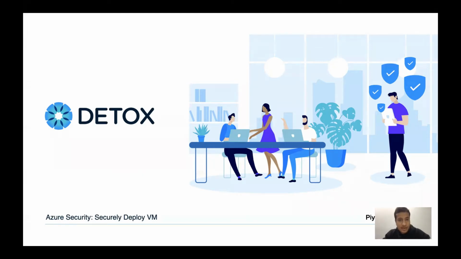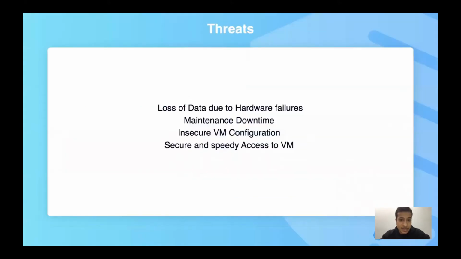Although deploying a VM in Azure is highly simple, deploying a secure VM requires some considerations. So first, let's look at some of the threats that are persistent in Azure VMs. The first is loss of data due to hardware failures. There can be hardware failures in the Azure data center. Then there can be maintenance downtimes, which can be scheduled or unscheduled through Microsoft. We can then have insecure VM configurations due to poor DevSecOps teams or some other threats. And then we'll see how to secure and speedily access the VMs.